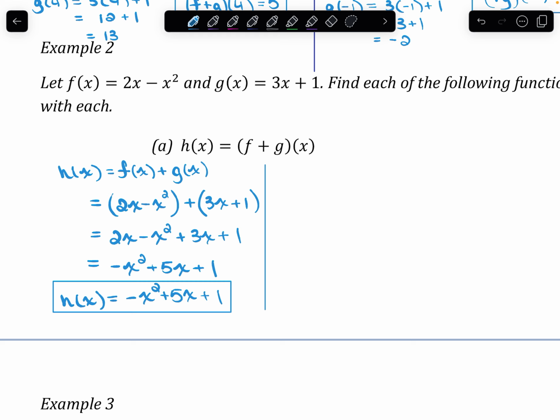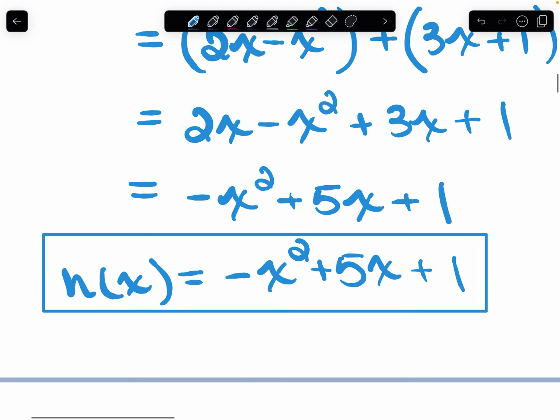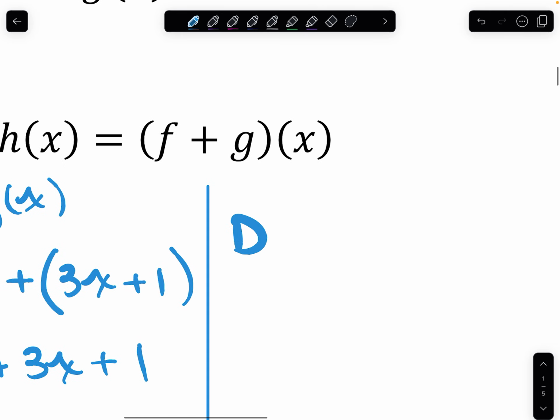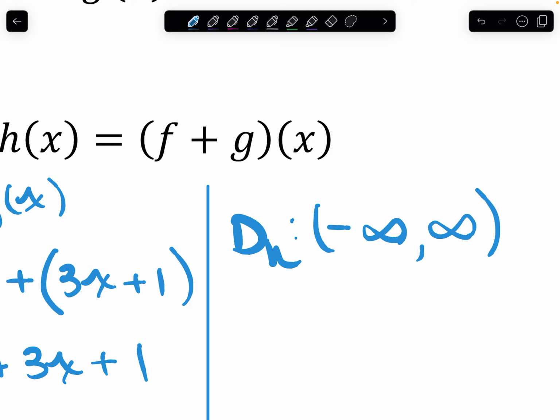All right, so if I'm looking at my function h, we're not looking at f and g separately, we're looking at the new function h. I have no denominator, so no issue with 0. I have no square roots. I have no logs. I have no problems. If you say no, no, no, you have no problems. So the domain of h is all real numbers in whichever notation you would like to write it in.